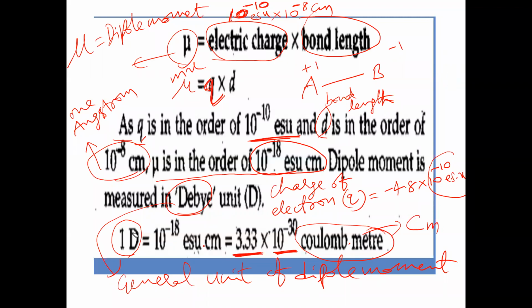Now see here. 1 D is equal to how many ESU centimeters in the CGS system? 10 power minus 18 ESU centimeters. And 1 D is equal to how many Coulomb meters? 3.33 into 10 power minus 30 Coulomb meter. So this way we have to understand the CGS unit of dipole moment and the MKS unit of dipole moment. Let's take the screenshot of this one.